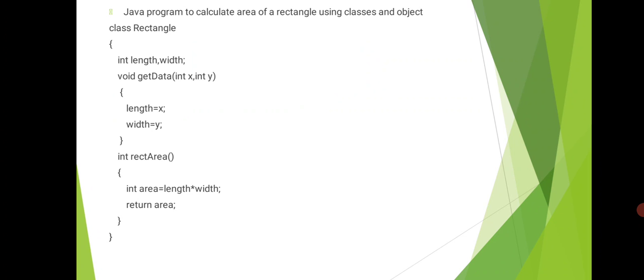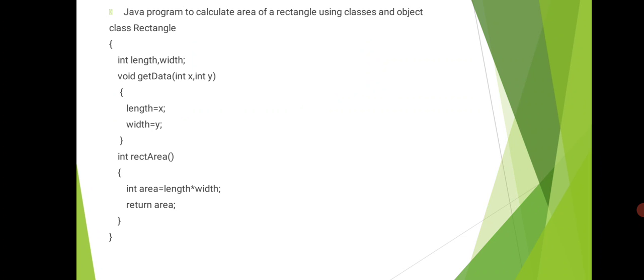Why is it called an instance variable? When an object is created, this length and width will get a memory space. Instance is nothing but allocating memory for the data members of a class. So when you create an object, at that time you will get memory for length and width. So they are called instance variables. They are object variables.